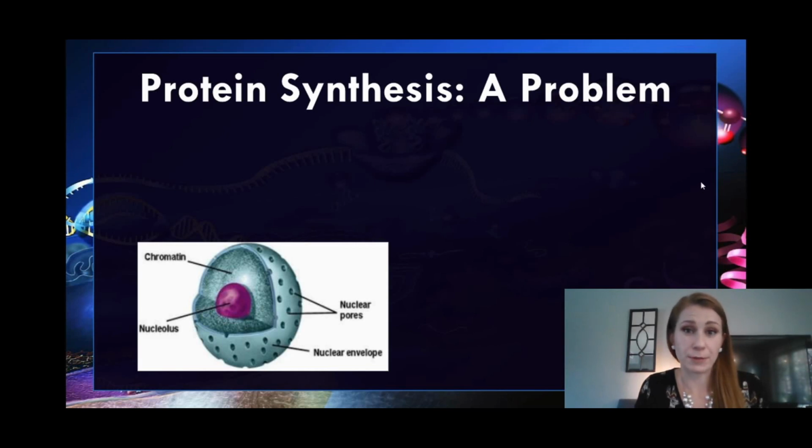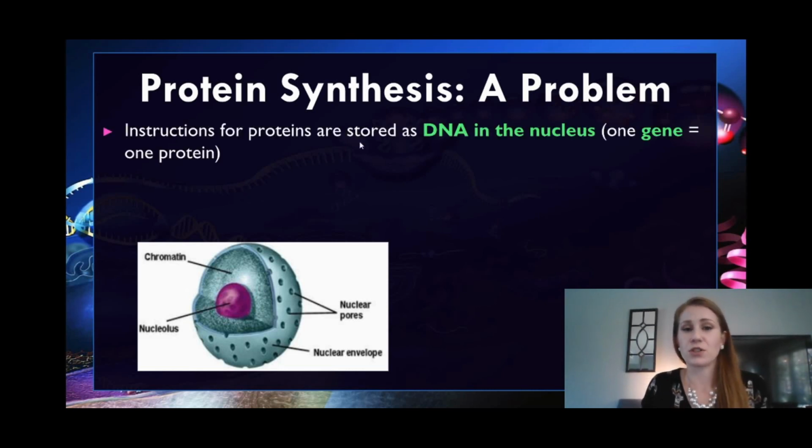We've got a problem here. We need to use the material we have in the nucleus, our DNA, but we can't use it to make a protein until we get it to a ribosome, which is located in the cytoplasm. DNA can't leave the nucleus. So we've got our instructions stored as DNA in the nucleus. Please remember that one gene is equal to one protein. So one section of DNA is equal to one protein.